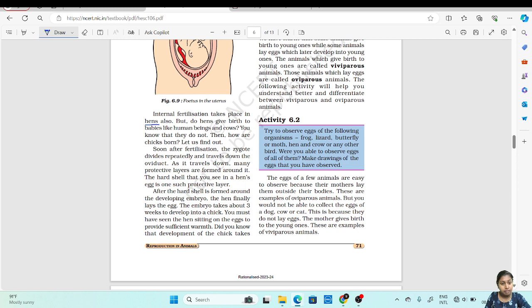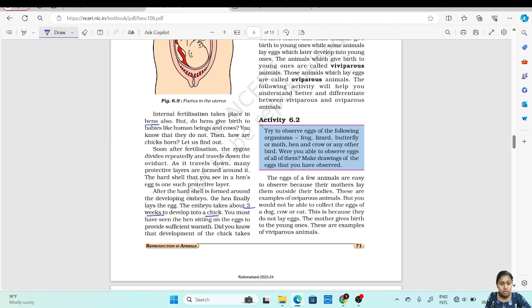The hen finally lays the egg. The embryo takes 3 weeks to develop into a chick. Along with the formation of the embryo, it has various layers of protective covering, which form the white eggshell that we see. Inside that is the embryo. Once the embryo is done, the hen lays the egg. Once the egg is laid, it takes 3 weeks to develop into a chick.